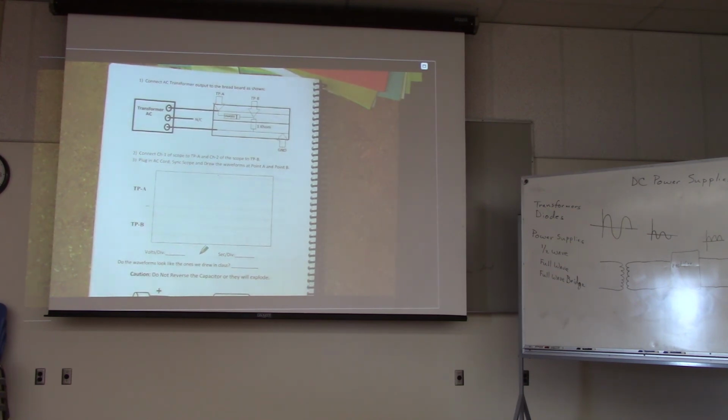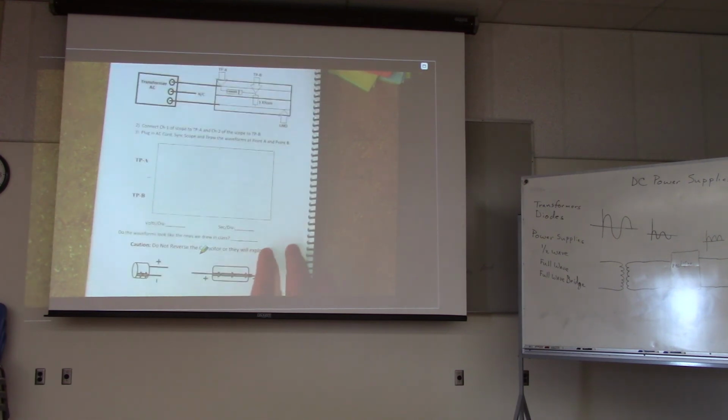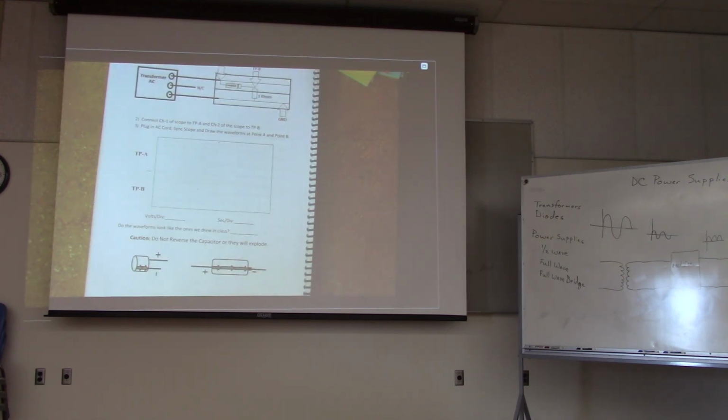The second part of the lab, you're going to add a filtering capacitor. So you're going to put the capacitor in parallel with your load resistor here. Okay? Now, you're going to be using the electrolytic capacitors, so please be careful and plug them in the correct direction. Because everybody remembers, you plug them in backwards, they explode. All right? We actually had this happen in the last lab. So please be careful and plug them in the correct direction.